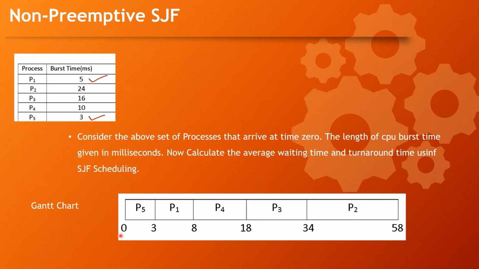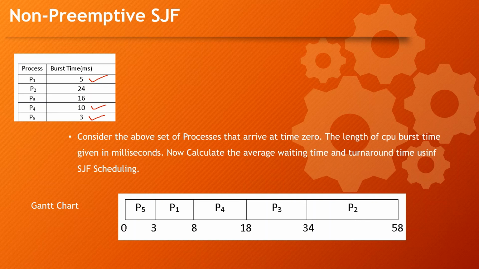Now I am left with P2, P3 and P4. Among these, which has the least burst time, 24, 16, 10? Obviously P4 with 10 milliseconds. So I am going to pick P4 now. P4 starts at the 8 millisecond, burst time is 10, 10 plus 8 is 18. At the 18 millisecond, P4 is also done with its execution, so I will mark this as done.